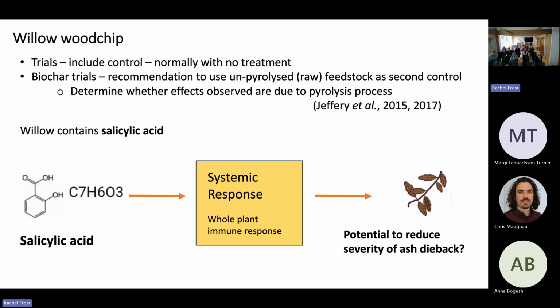But willow in its own right is quite an interesting material. So it contains salicylic acid, which is the stuff you get in aspirin. But it's an important plant hormone, and it's associated with plant defence responses. So the systemic response, whole plant immunity. So willow wood chip in its own right might have a positive effect on the Ashdown pathogen.